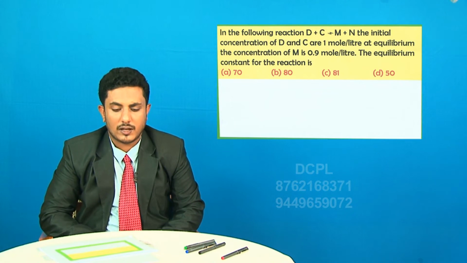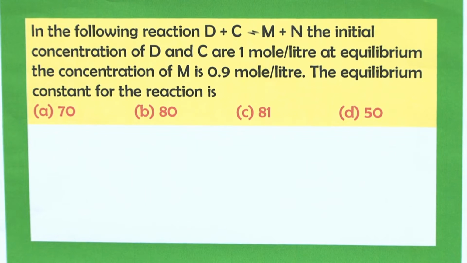Friends, let's move on with the next question. In the following reaction, D plus C in equilibrium with M plus N, the initial concentration of D and C are 1 mole per liter. At equilibrium, the concentration of M is 0.9 mole per liter. The equilibrium constant for the reaction is? Your options are option A 70, option B 80, option C 81, option D 50.